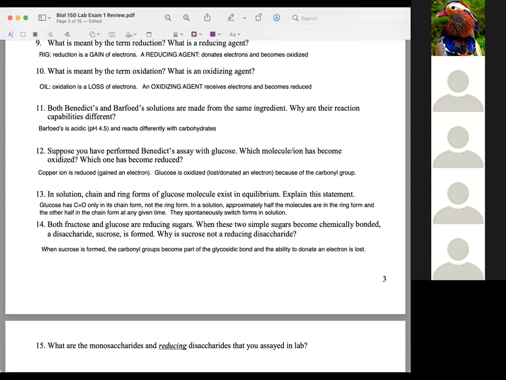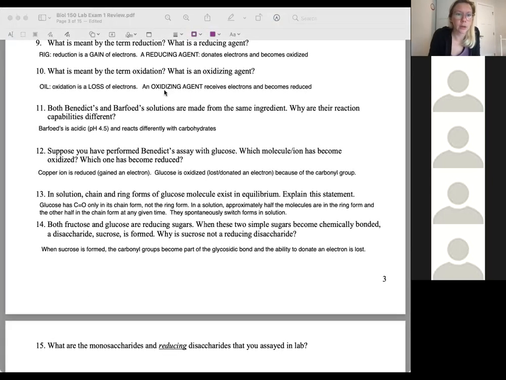Okay, I have a quick question for number 12. Where did you get copper ion from? For number 12, it said copper ion is reduced. Where do you get that? So the copper ion is part of the solution. That's what makes the Benedict's and Barfoed's solution blue. Let me bring up our exercise 2 lab manual.